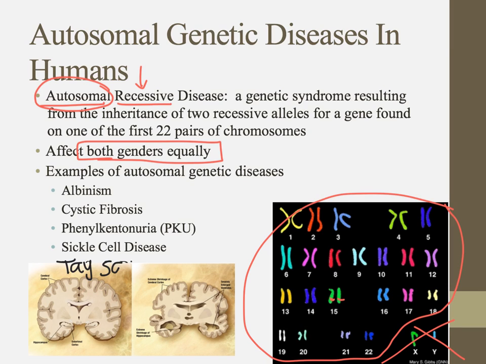Okay, and Tay-Sachs disease really becomes prevalent in early childhood, and we get a degeneration of brain tissue here from a buildup of pressure. And perhaps we'll talk more about that later in class.